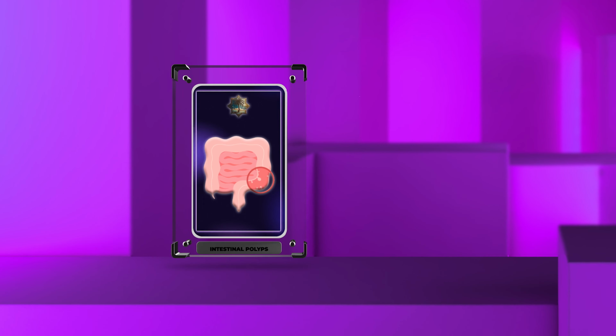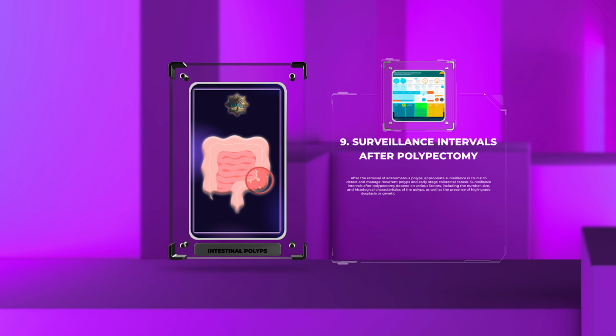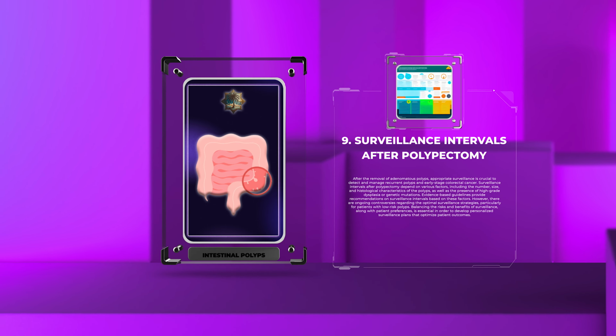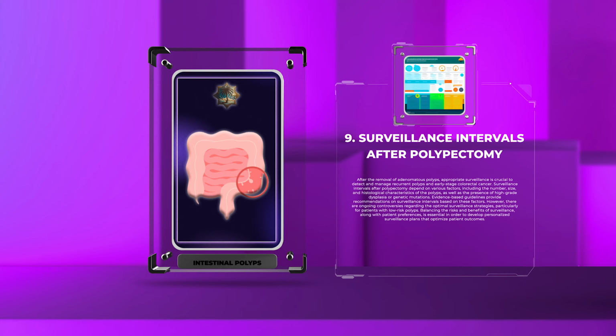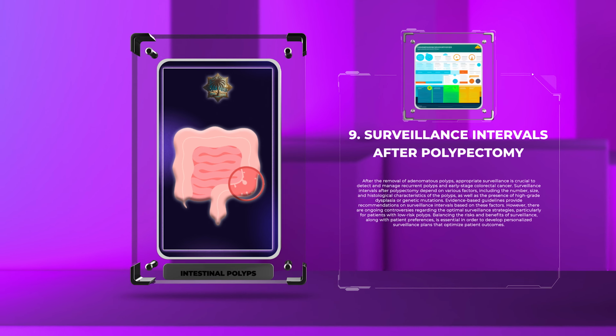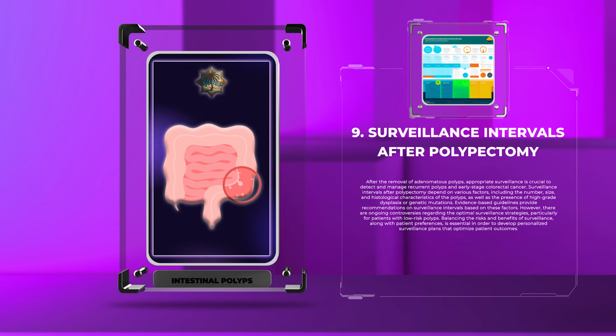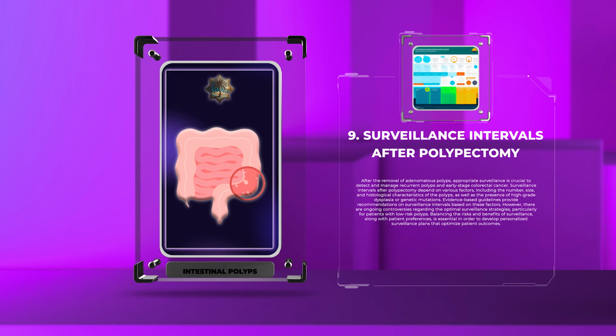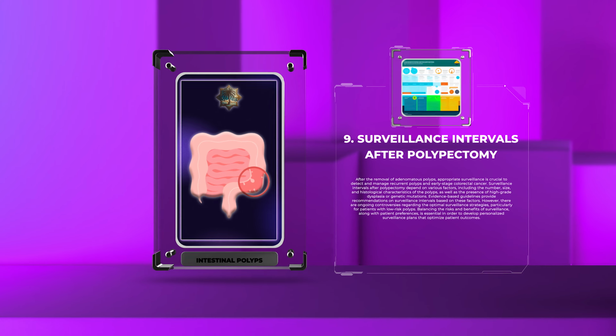After the removal of adenomatous polyps, appropriate surveillance is crucial to detect and manage recurrent polyps and early-stage colorectal cancer. Surveillance intervals after polypectomy depend on various factors, including the number, size, and histological characteristics of the polyps, as well as the presence of high-grade dysplasia or genetic mutations.